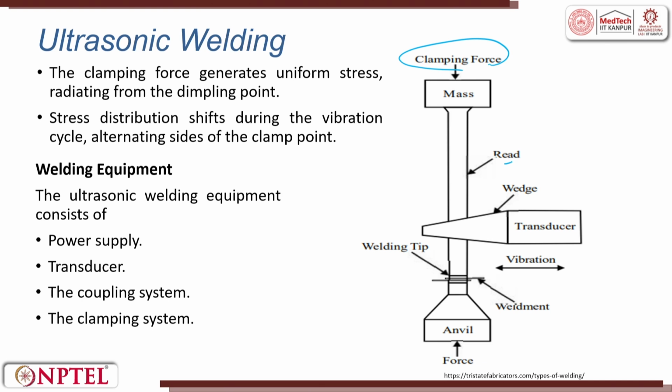This is the reed, and this is the wedge where you give the ultrasonic transducer vibration. You can apply vibration along the axis, horizontal to the axis, vertical to the axis, or inclined at an angle. You can try all these things. The transducer is kept, vibration happens, and there is the weld tip. Then there is an anvil, with mass and anvil force. They are pressed against each other and then the welding happens.